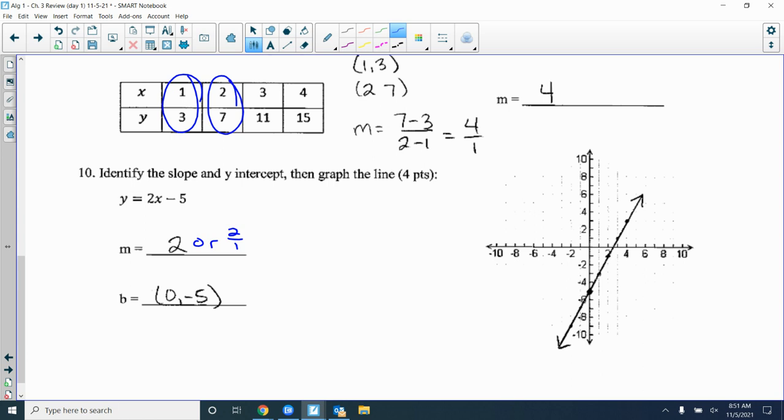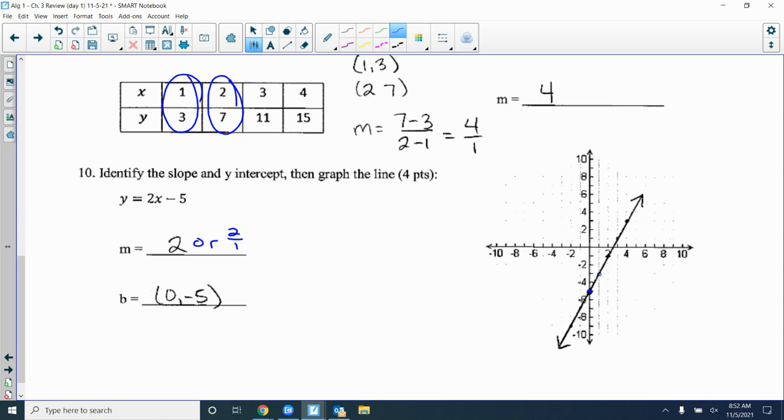Don't write 2x. I didn't count off. I don't know if you did. But that's not correct. The slope is just the number. The slope is 2. The x is the variable, so it's totally separate. 0, -5 is my y-intercept. If you wrote -5, we allowed it. But you got to start at -5.